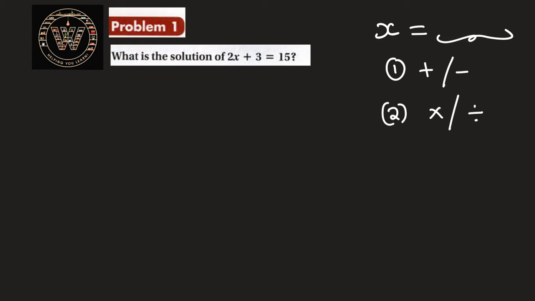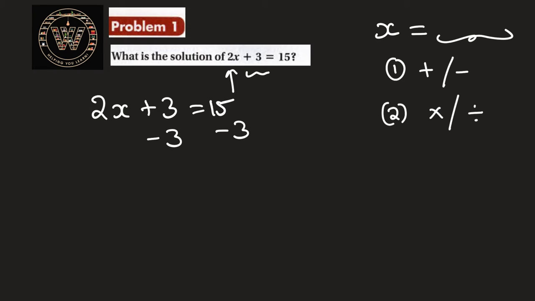So in this case, we have two operations. One is plus 3 and the other is multiplication of 2. So what is the first thing we will get rid of? We will remove plus 3. How do we remove addition? By subtraction. So minus 3 on both sides of the equal sign. So plus 3 and minus 3 cancels. We are left with 2x is equal to 15 minus 3, that's 12.